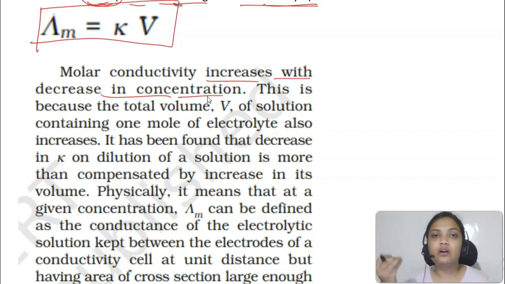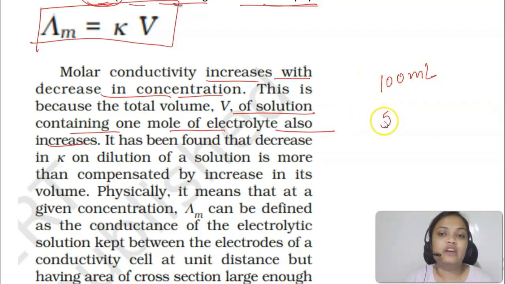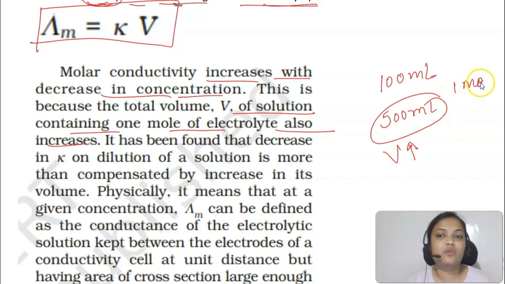But if I talk about the molar conductivity, so molar conductivity के case में क्या हो रहा है? The total volume of the solution which has 1 mole of electrolyte is increasing. अब suppose हम किसी solution को dilute कर रहे हैं. Earlier it was having 100 ml, let's say. Now we have made it 500 ml. So the volume is increasing, na? The volume which is carrying that 1 mole of electrolyte is increasing.